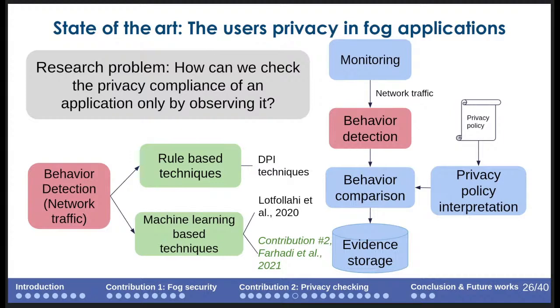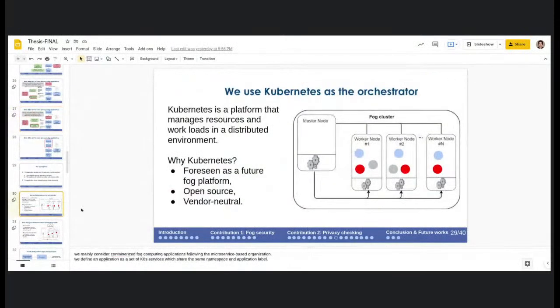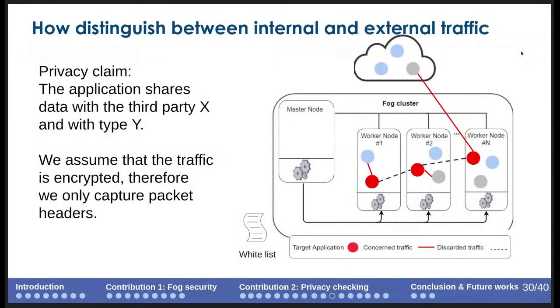Yes, I have looked into these works, but our focus here is to understand the type of the traffic. When we want to identify, for example, sharing data with a third party, we use the information that we get from our orchestrator. We build a whitelist in order to understand if the traffic is internal or external. As long as it's external, then we use machine learning techniques to understand the type of the network traffic. Okay. About that, I have two further questions.